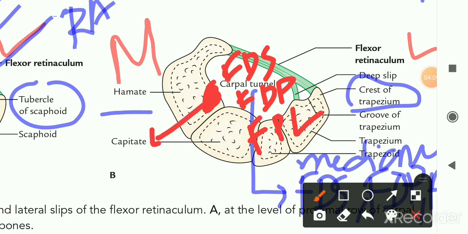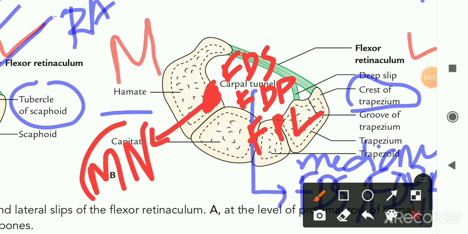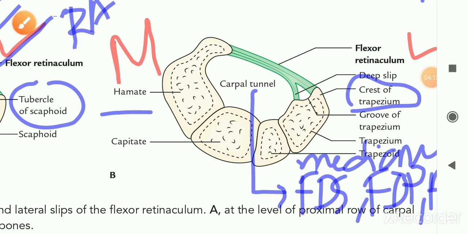Okay, so the tendon of flexor digitorum superficialis, tendon of flexor digitorum profundus, tendon of the flexor pollicis longus, and one important nerve, that is the median nerve.